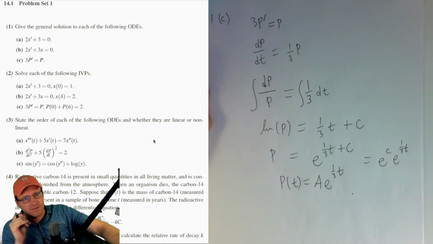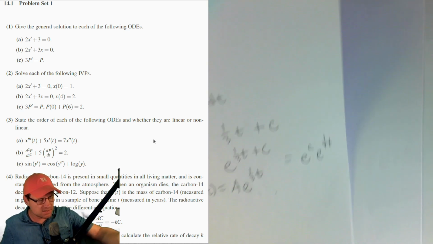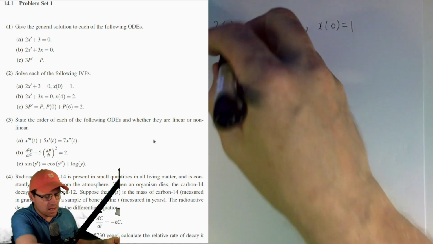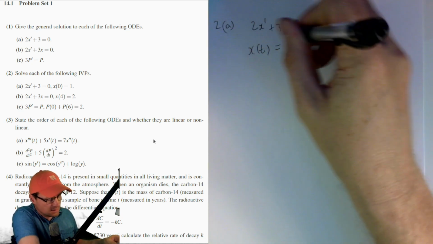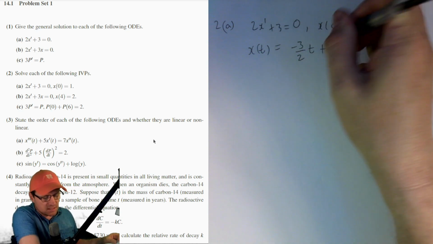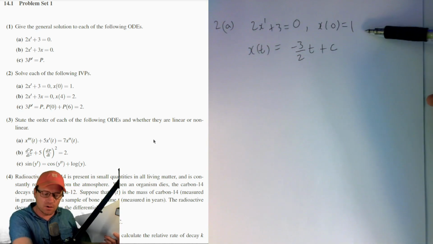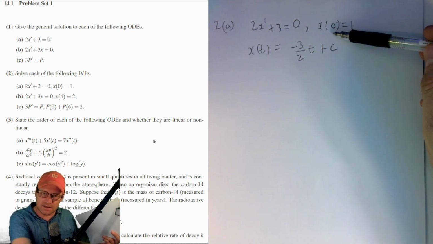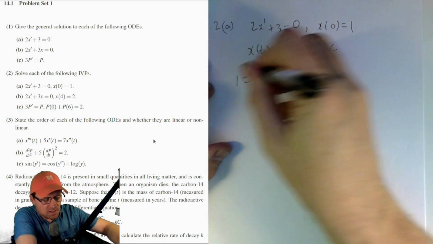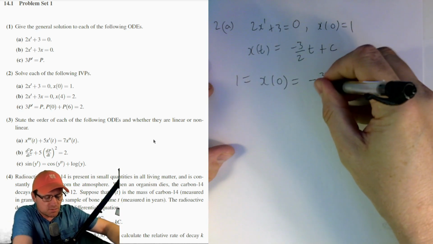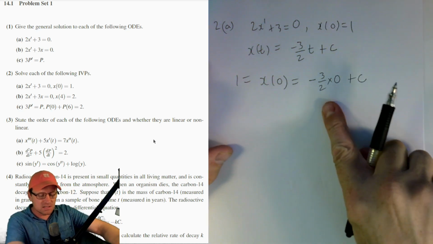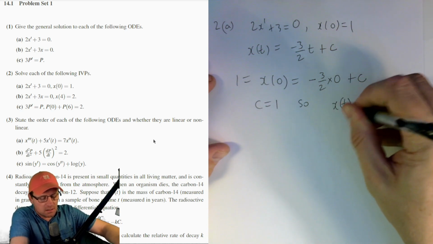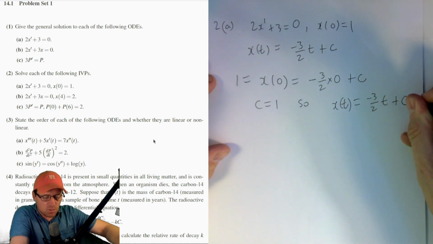So now let's move on to the initial value problems in question 2. Keep these solutions handy. In question 2, referring to question 1a, we have x as a function of t is -3/2 t plus c. And up here we have an initial value. That initial value allows you to sub these numbers in and find out what c is. So this says when t is 0, x is equal to 1. So 1 is equal to x of 0, which is -3/2 times 0 plus c. Since this is 0, this says c is equal to 1. And so we get then x of t is -3/2 t plus 1.